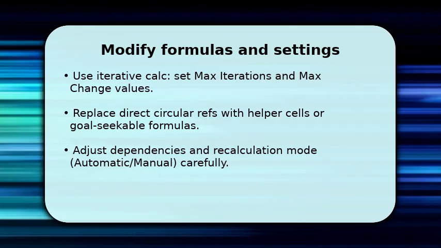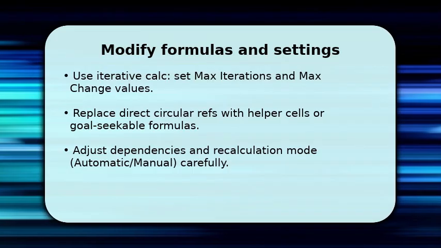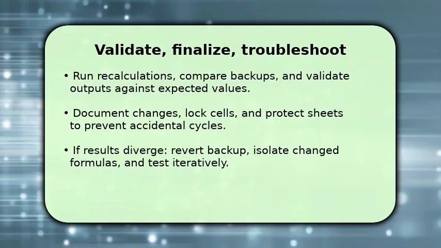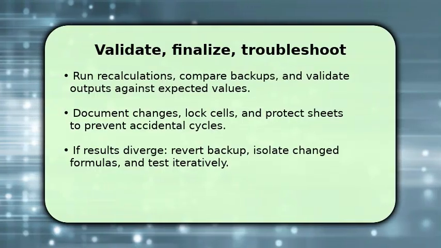If possible, refactor circular refs into helper cells or use one-way references so calculations flow logically. Once done, set calculation mode to manual for testing and recalc selectively to observe effects. Make small changes and test results, so to finish, validate results and secure the workbook.